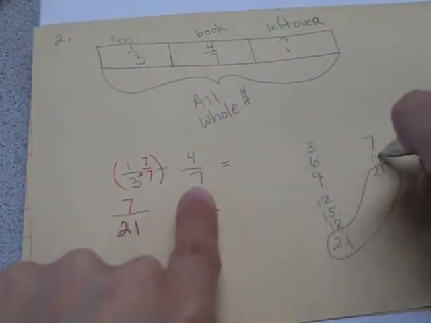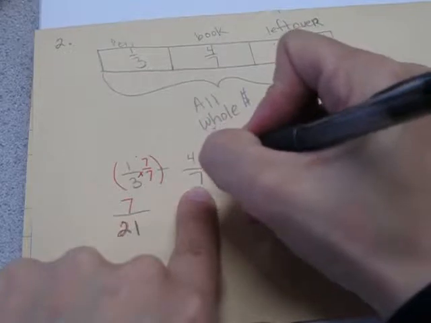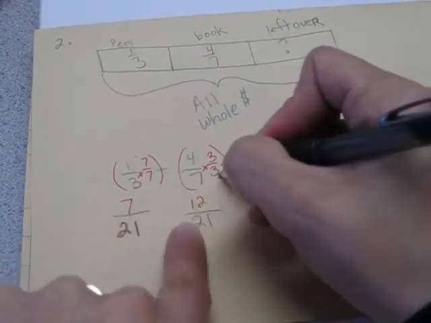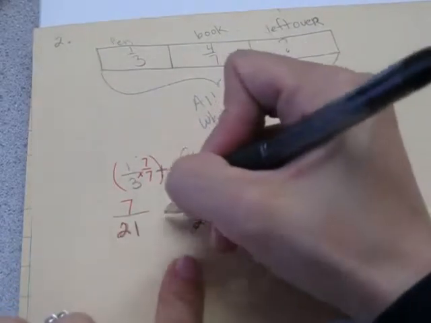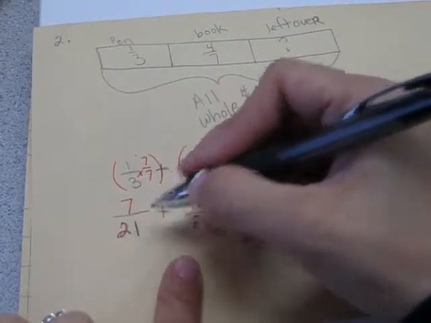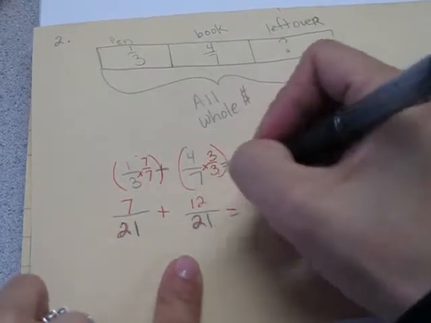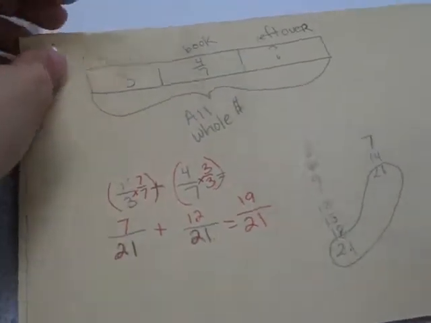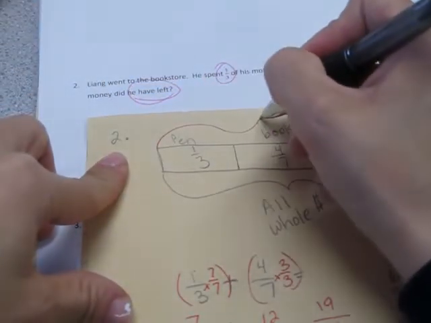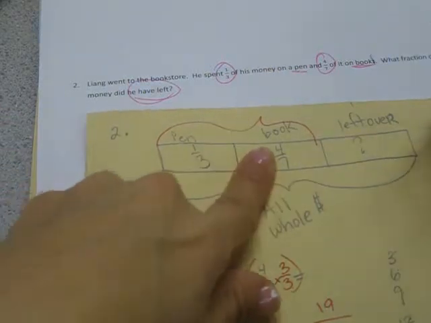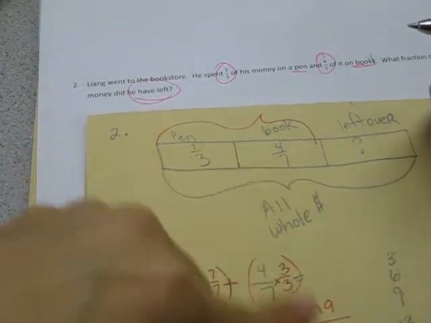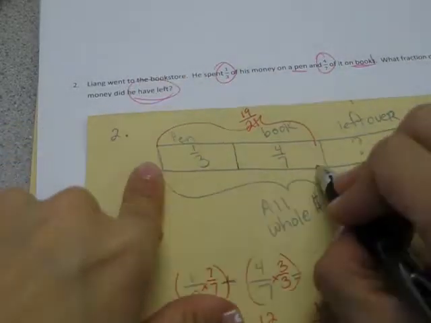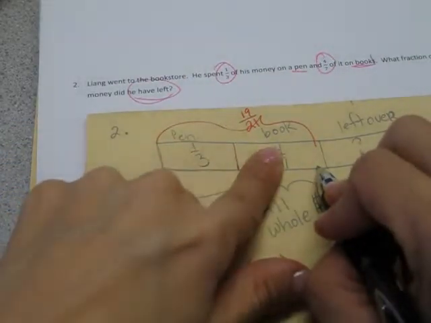And here, I'd multiply this by 3/3. 4 times 3 is 12. 7 times 3 is 21. And I'm going to add those up. 7 21sts plus 12 21sts is 19 21sts. So I know, going back to my picture, that he spent 19 21sts of his money on a pen and a book.